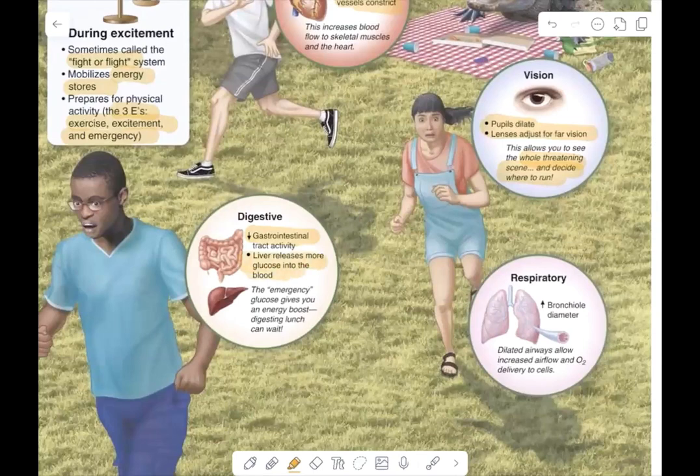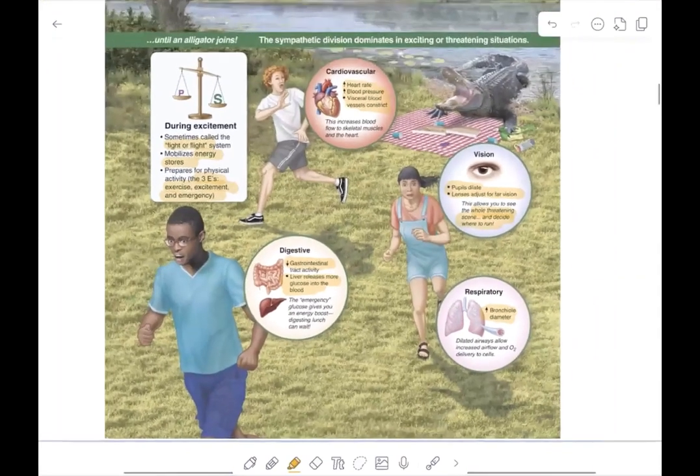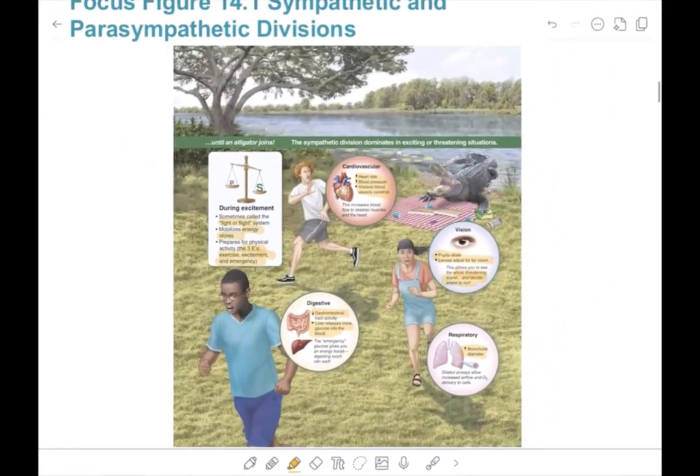So the liver releases as much glucose into the body as possible. And then finally, the respiratory system, we need air, oxygen as fast as possible. So the bronchioles are going to dilate. Also, for the digestive system, the last thing you're thinking about is having a bowel movement. You're definitely not going to stop to urinate or defecate because you're trying to get away from that alligator. You could fight the alligator because it's fight or flight, but I definitely wouldn't recommend that unless you're really, really well trained.